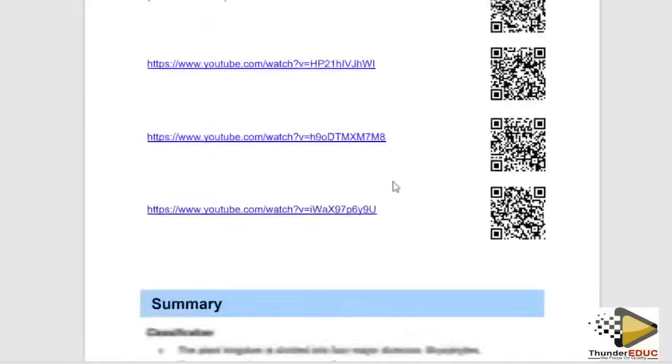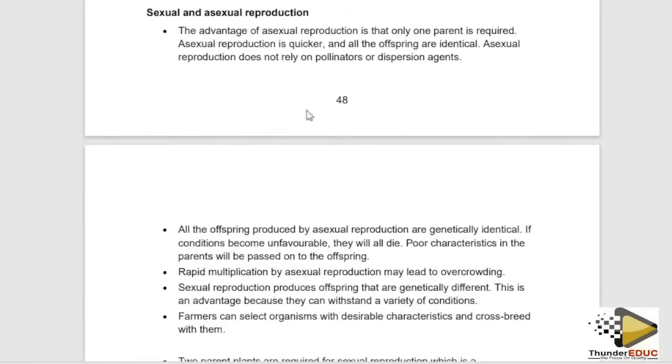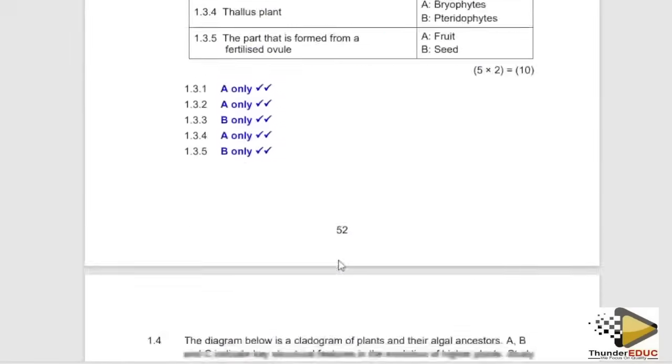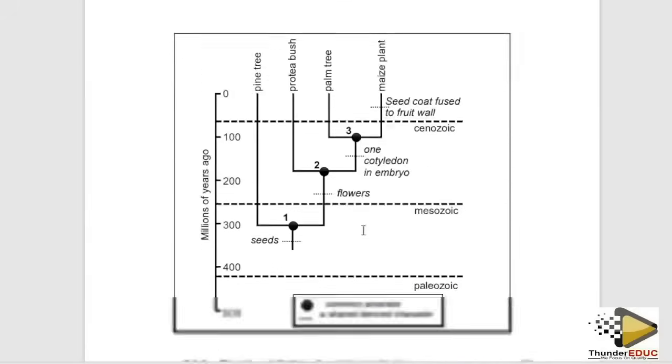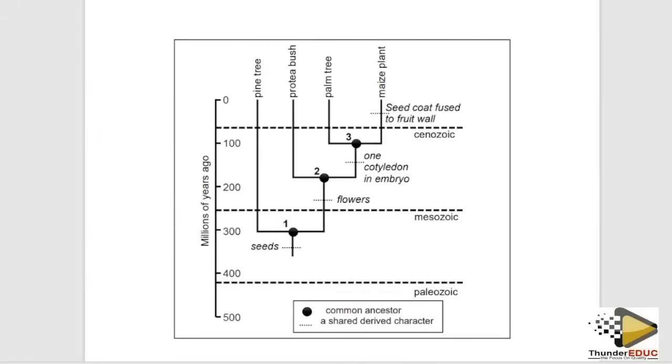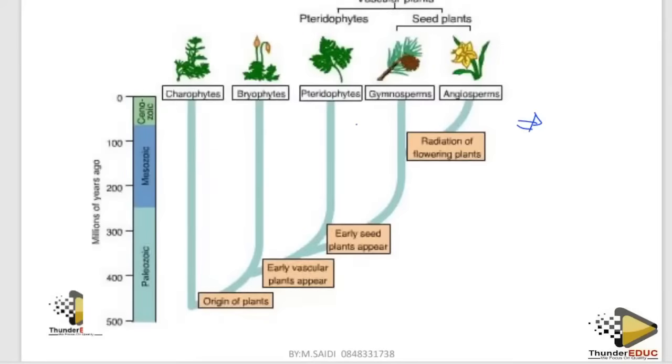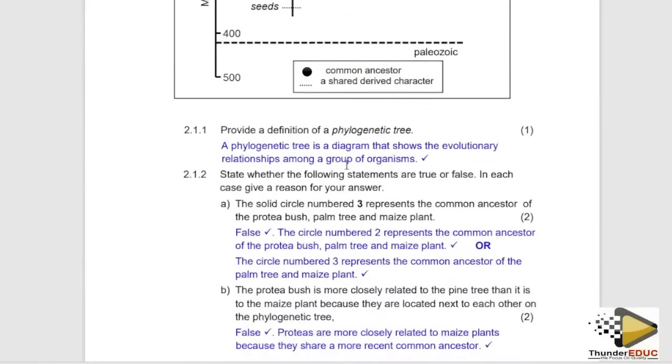Let me show you some questions which we can ask you. Some questions like this. Provide a definition of a phylogenetic tree. A phylogenetic tree is a diagram that shows evolutionary relationships among organisms, among a group of organisms, or among organisms of the same kind. Then here we are finding: state whether the following statement is true or false.